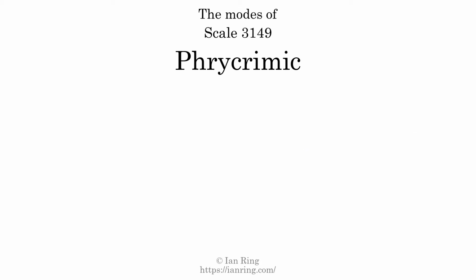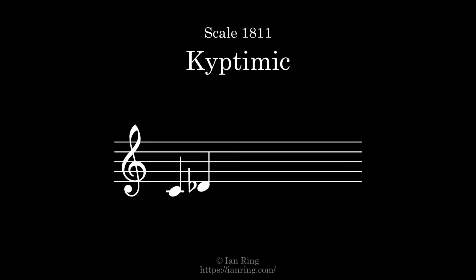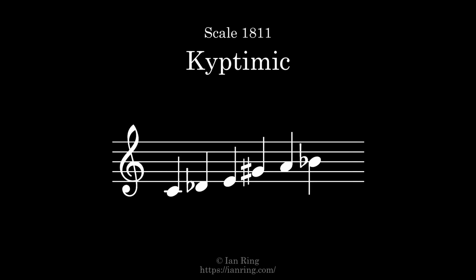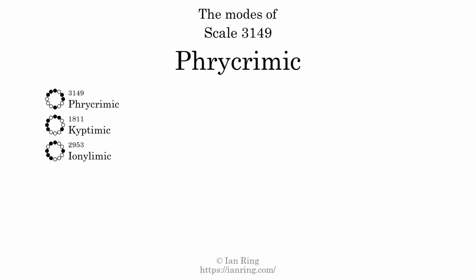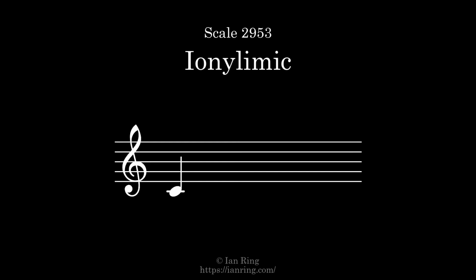This scale has 6 modes. The first mode is itself. The second mode is scale 1811, also known as Phrycrimic. It sounds like this. The third mode is scale 2953, also known as Ionic. It sounds like this.